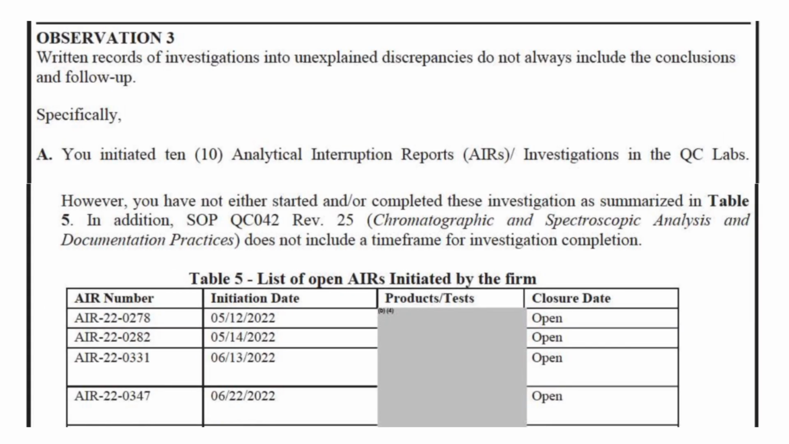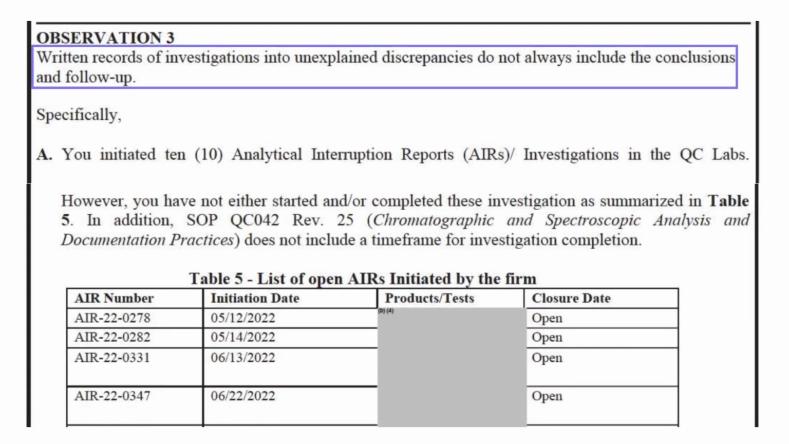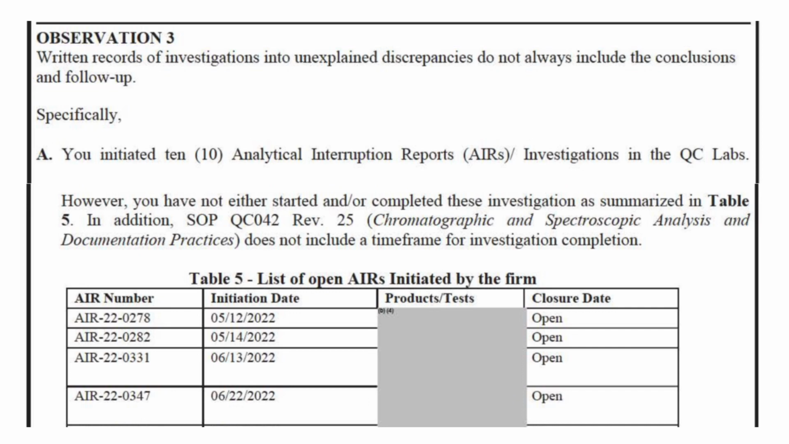Observation number 3, and the title of observation number 3 is: written records of investigations of unexplained discrepancies do not include the conclusions and the follow-ups. Under this observation, auditors found that there were 10 analysis interruption reports which were initiated for the sample set interruptions. Or in simple language, I can say that there were 10 incidents raised for the sample set interruptions in the quality control. And all these incident investigations were not closed.